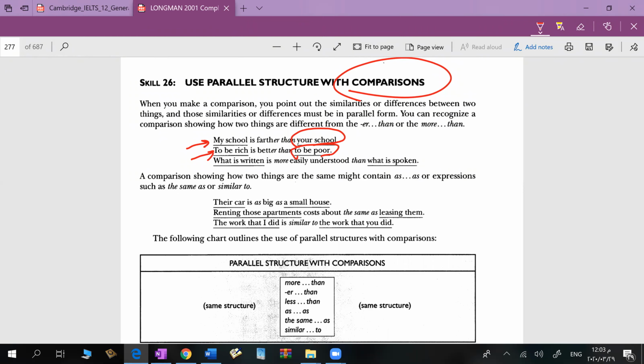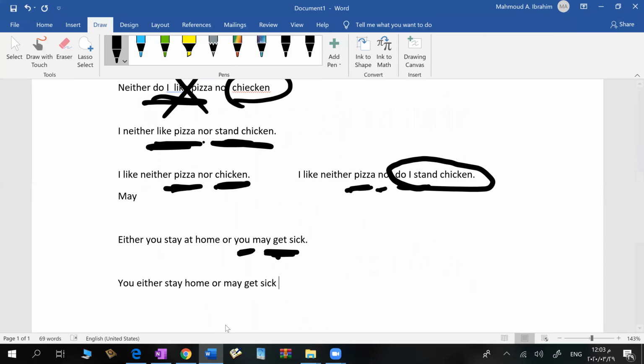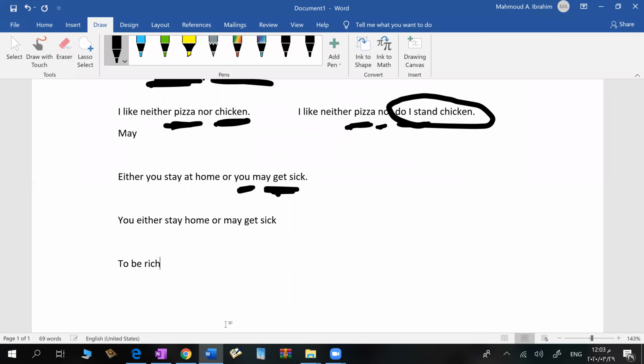What is written? We have a connector, we have subject and verb: is more easily understood than what is spoken. Again, the same structure. Can I say, for example, to be rich is better than poverty? Can you say this? No. Why not? What's wrong with this sentence? To be poor.